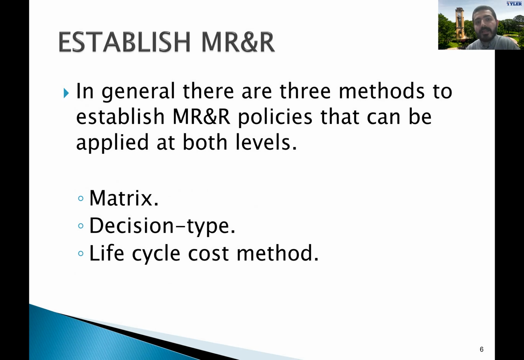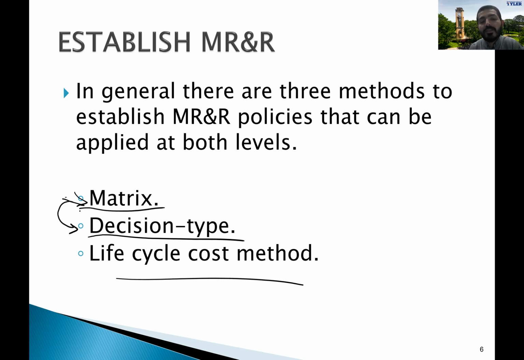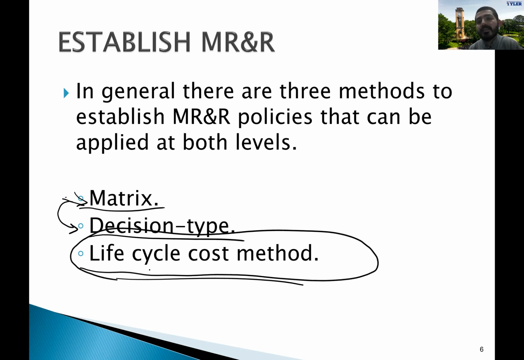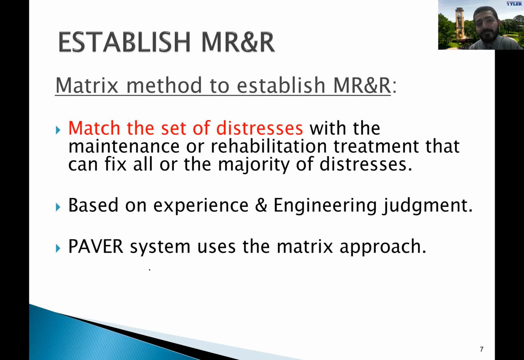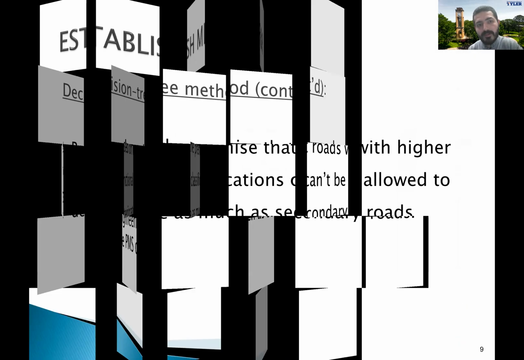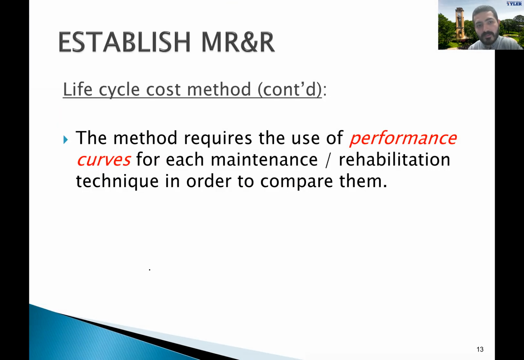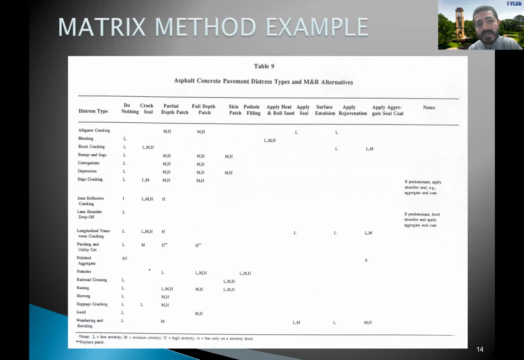So the way we handle MR&R decisions, it can be using a matrix, it can be a decision tree, and also we need to look into the life cycle cost method. So matrix or a decision tree, but then eventually we need to know how much each one of these options that we're recommending is going to cost us for the remaining life of that pavement. I'm not going to go through the nitty-gritty details here because that's been already covered, but this is an example of asphalt concrete pavement distress types, MR&R alternatives.